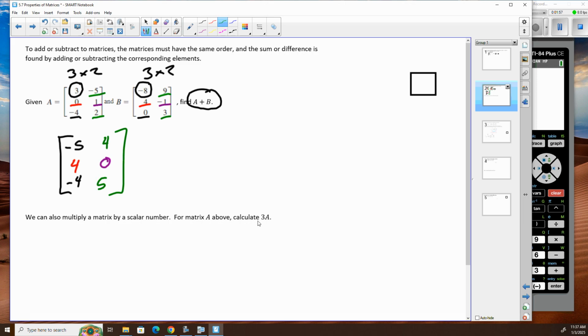Now, if they ask you to multiply, so here they say to find 3A, that means 3 times matrix A. And so that 3 that we're multiplying by, that's called a scalar. And all you do is you take 3 and times it to every single number that was in matrix A.